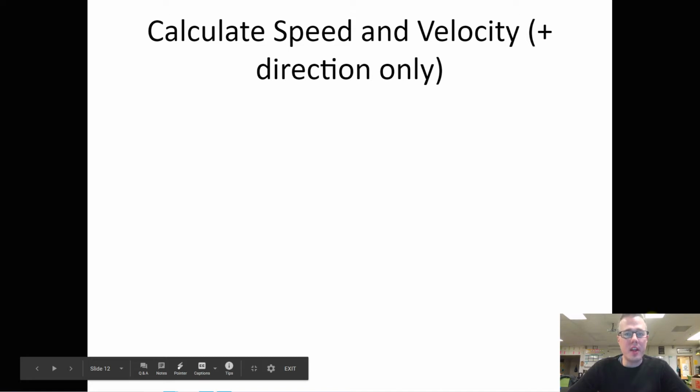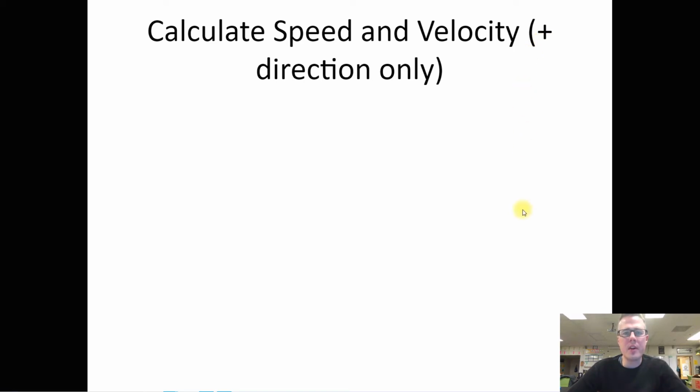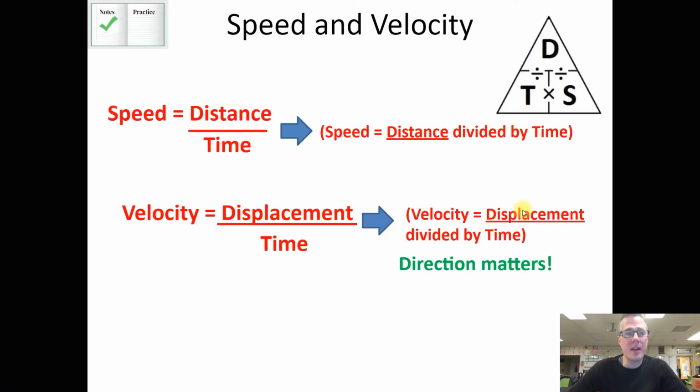Okay, so now that we've talked about distance and displacement, let's talk about speed and velocity. So speed and velocity are making use of those two words. We're going to talk about only the positive direction first. There is a negative direction that we'll talk about too, but that's coming up later. So let's talk about speed and velocity and how to calculate it.